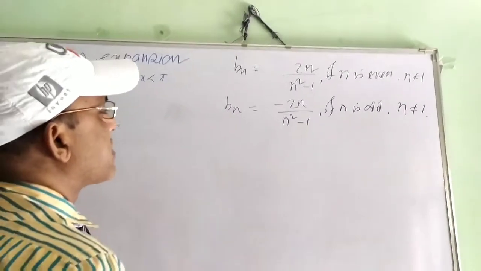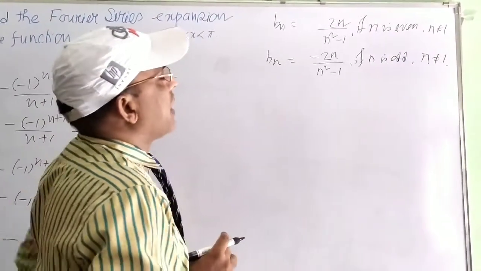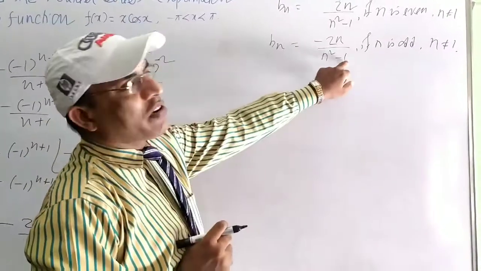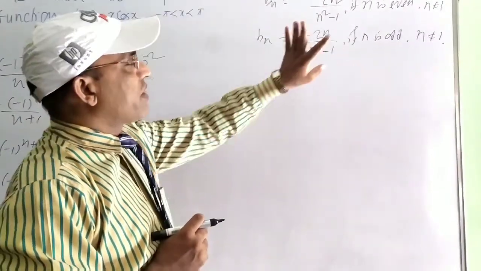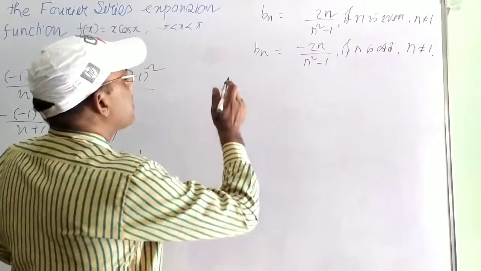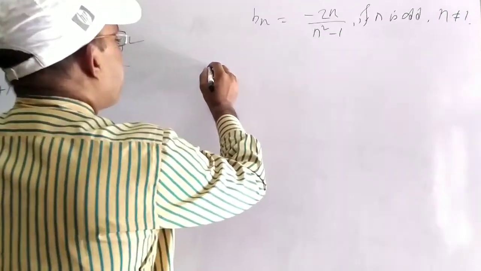So we have this condition, but we can't put n equal to 1. If we put n equal to 1, then the denominator will be 0. So except 1, we can put other values also. Now we have to find Bn.